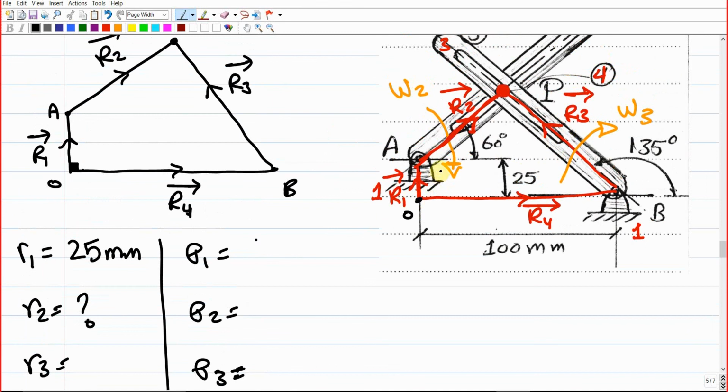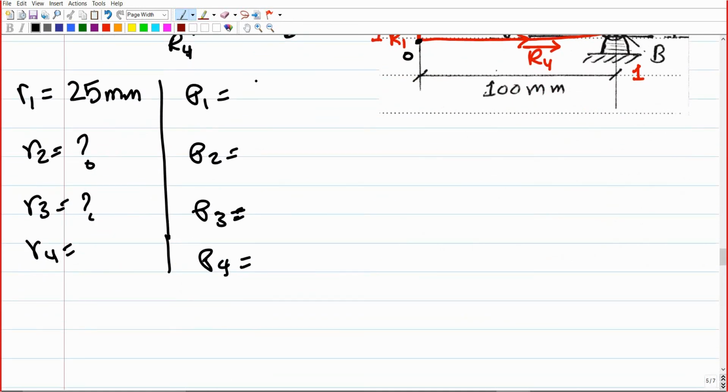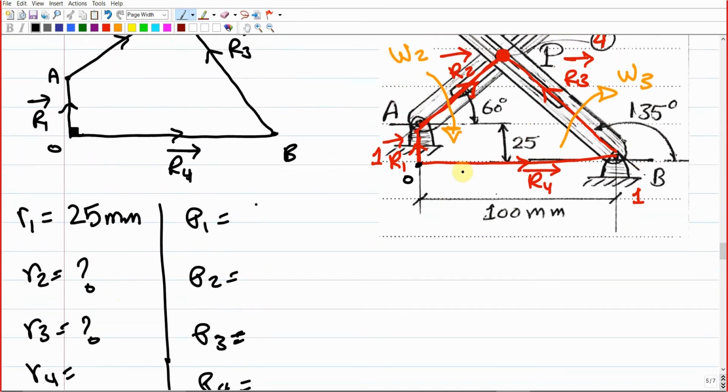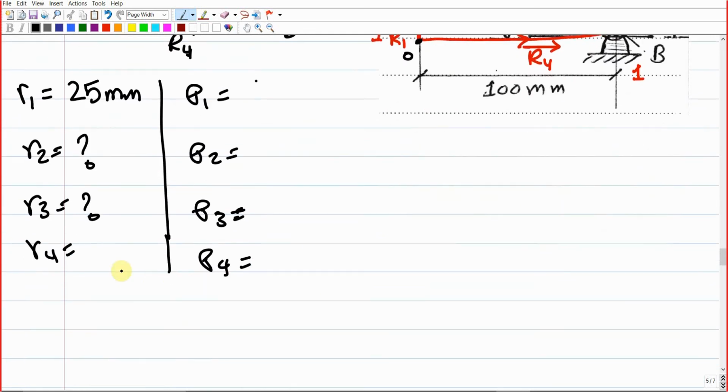How about R3? R3 should be the distance between B and P, so it should also be unknown. We have no clue how much this distance is. How much is R4? R4 is the distance between point O and point B, which is already given as 100 millimeter. So as you can see, we already collected the 2 unknowns.